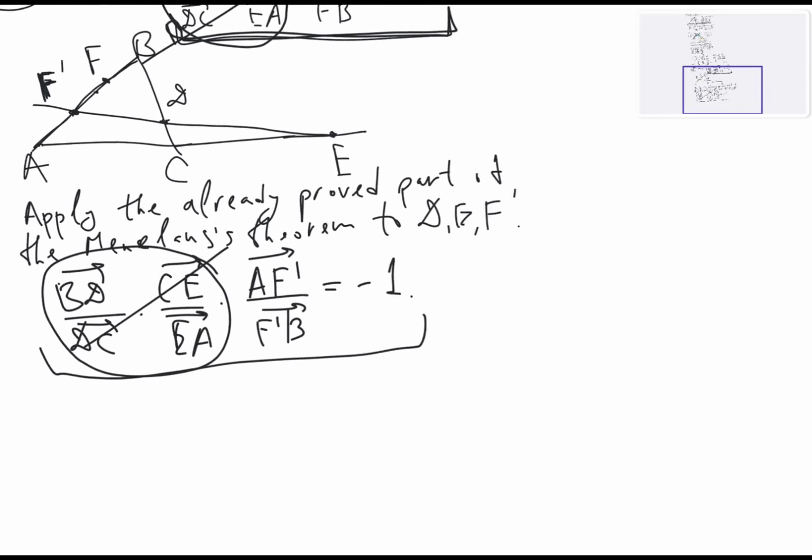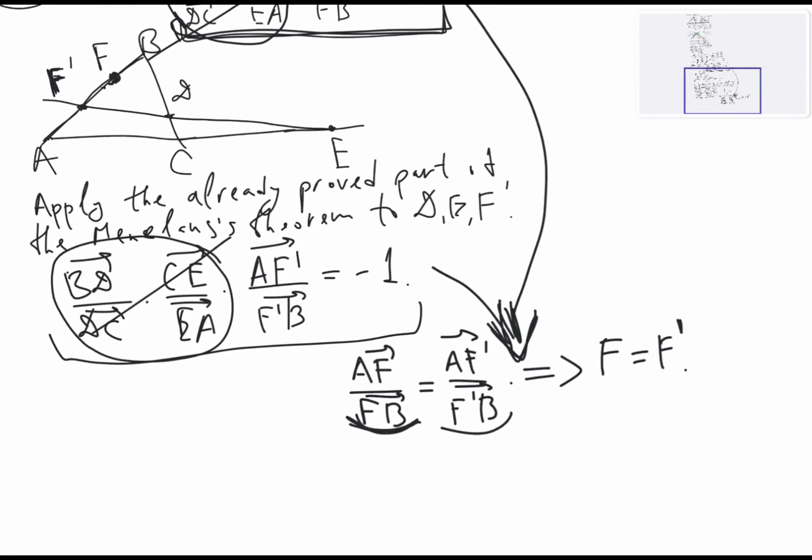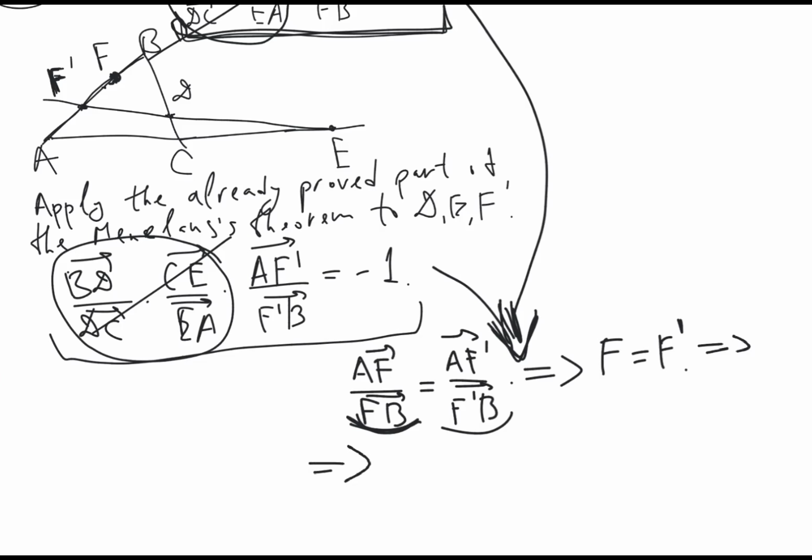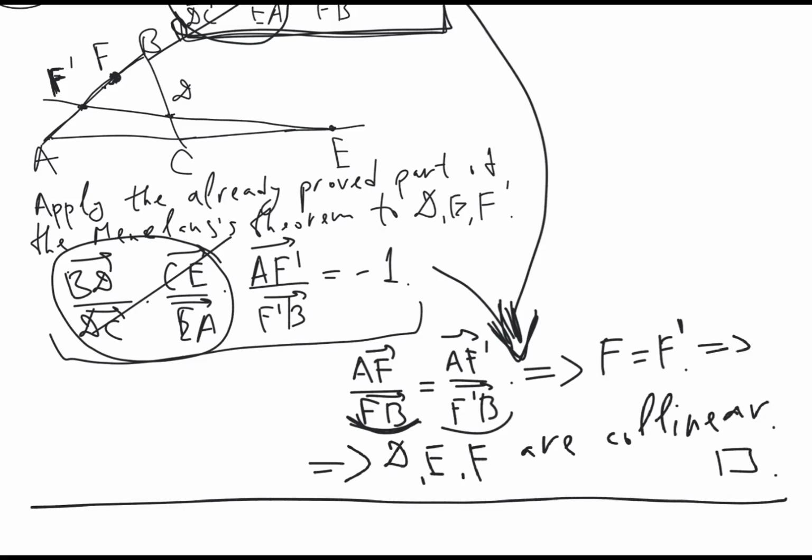And so from this we immediately conclude that D, E, F are collinear. And this concludes the proof. So that's it for this video.